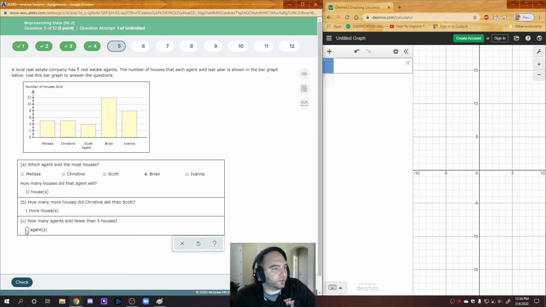How many agents sold fewer than 5 houses? 1. Again, be careful. This one is how many sold fewer than 5. So there's a couple that got 5. Don't count those. Those don't count. Scott was the only one that was under 5, so that could be the only one that counts.